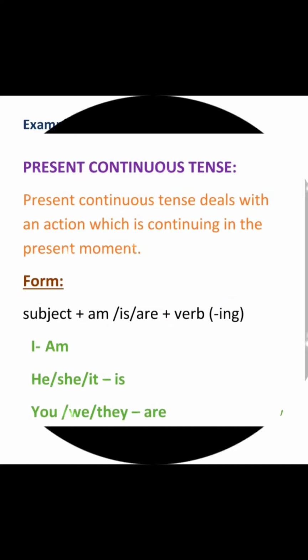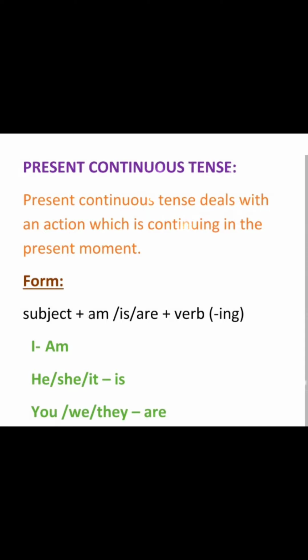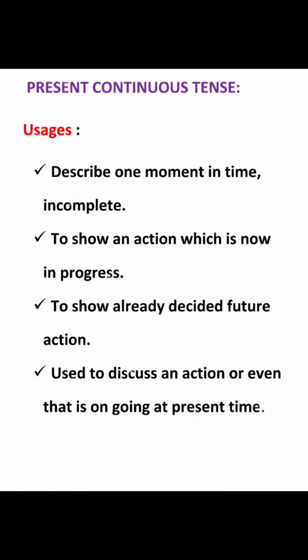Next, we see present continuous tense. Present continuous tense deals with an action which is continuing in the present moment. The form is subject plus am or is or are plus verb-ing. If the first person I comes, am should be added before the verb. Next, if third person he, she, it comes, is should be added before the verb. If you, we, they comes, are should be added. We see present continuous tense usages.